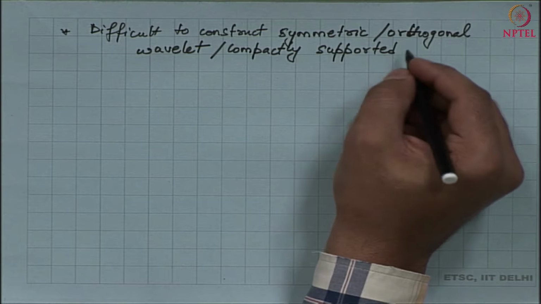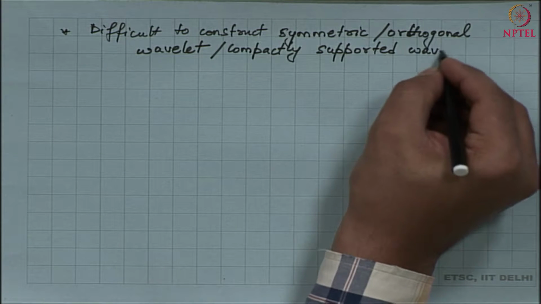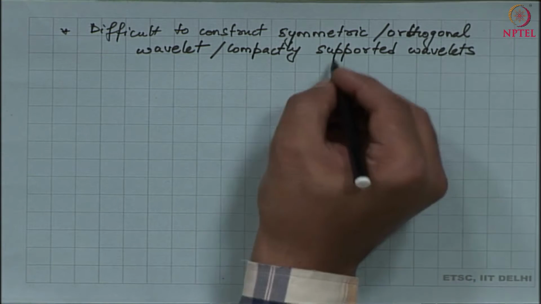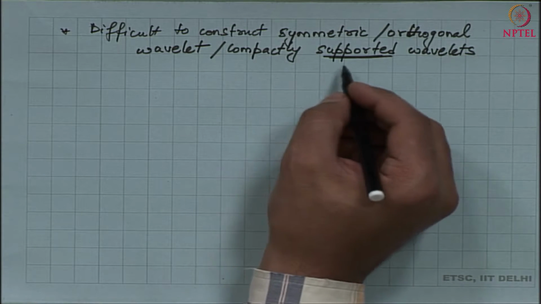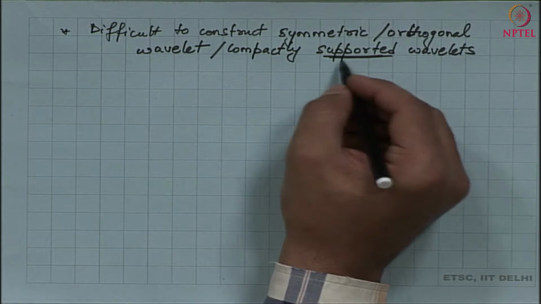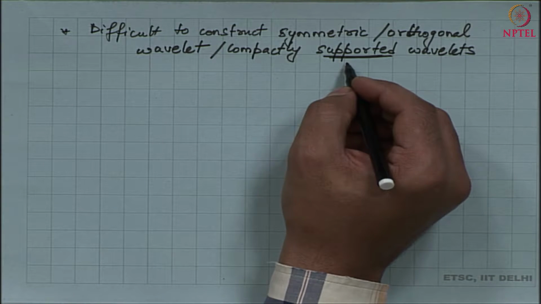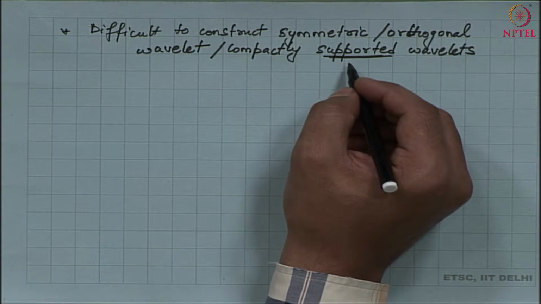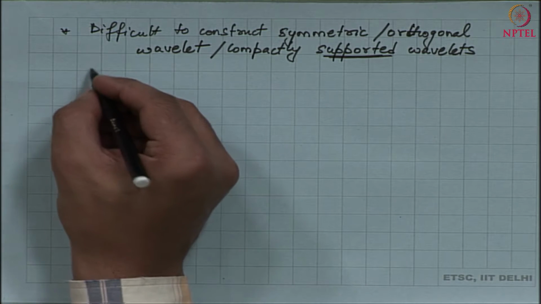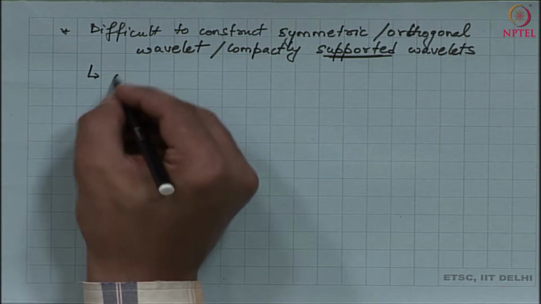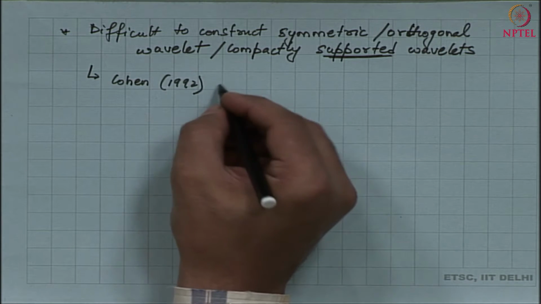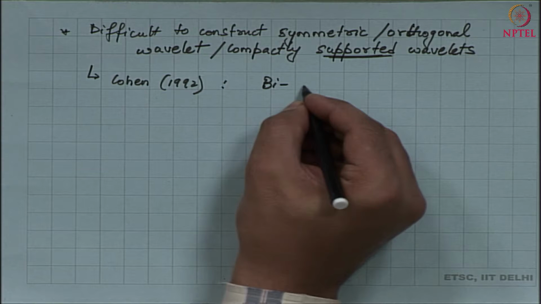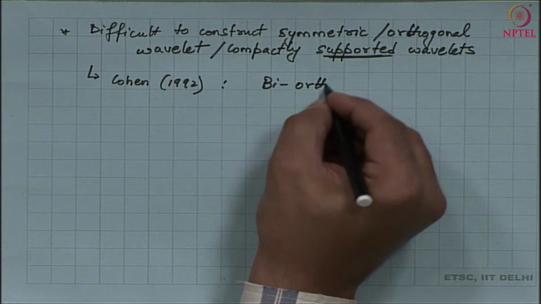Whenever I use the word support, by support I mean a subdomain where the wavelets are defined. So, when I say compactly supported, this means that the wavelets are defined in a particular subdomain of the real or the complex plane. Okay. Then some work done in this area was by Cohen in 92. He did some initial work on biorthogonal wavelets.